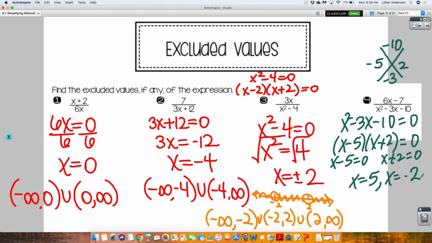And that's how you find your excluded values. You just set them equal to 0. Questions? So to find your excluded value, what do you do? What is it? Set the denominator equal to 0.